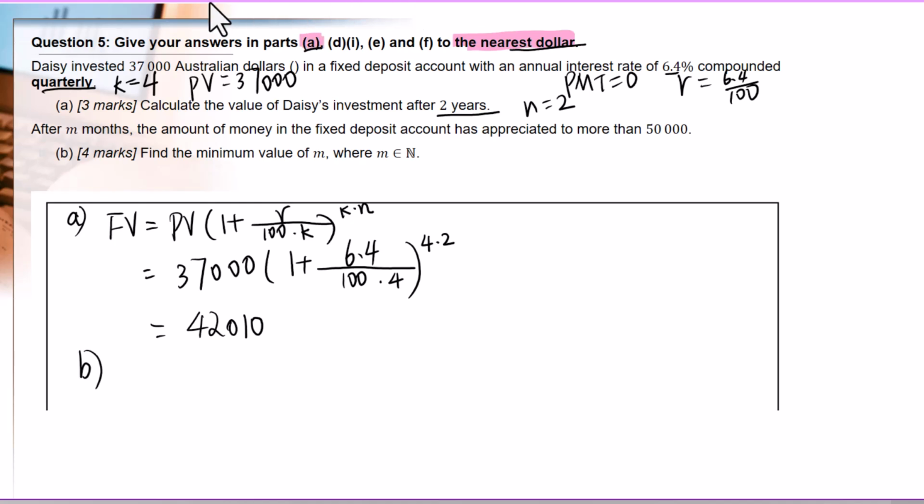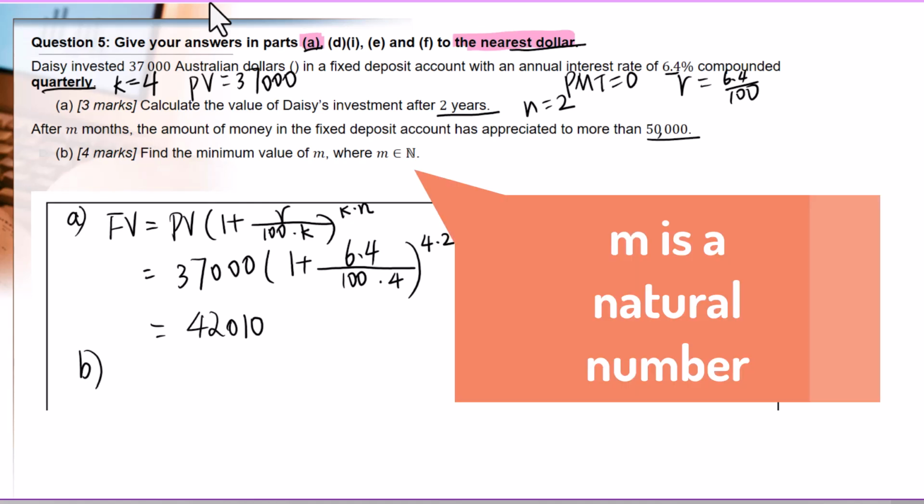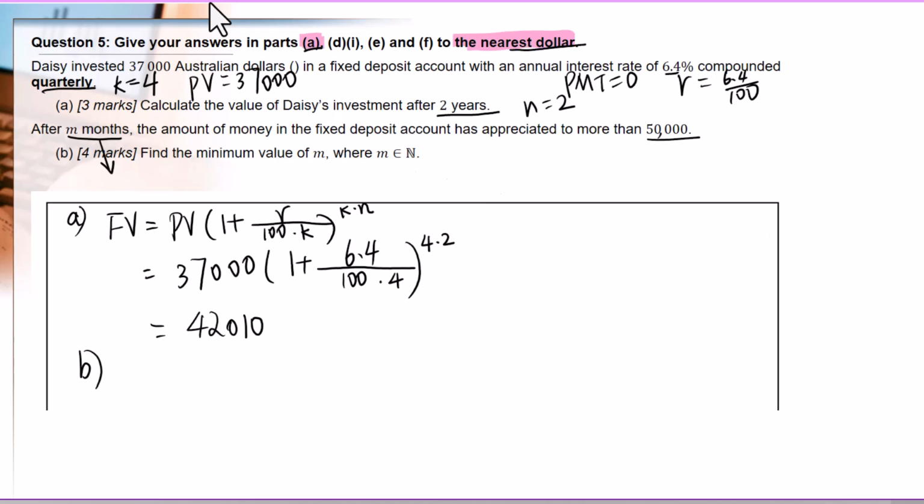Let's go to B. After M months, the amount of money in the fixed deposit account has appreciated to more than $50,000. Find the minimum value of M. Notice M is a natural number. This M is a month. We need to change into years. N equals M over 12.